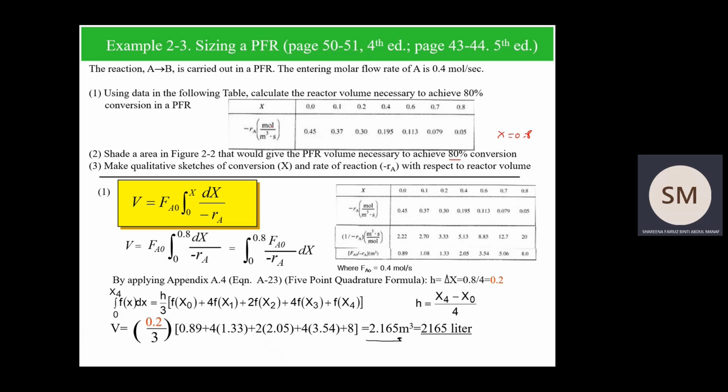So we have this kind of table. Remember the equation to get the V for the PFR: V is equal to FA0 times the integration from 0 to X of dx over negative rA. Means that you will have FA0 over negative rA, integrated from 0 to x dx. This would be the x-axis and this one the y-axis. It is given only the value of x and negative rA, so you need some extra calculation to get FA0 over negative rA. The value of FA0 is given in this question, which is 0.4 mole per second.